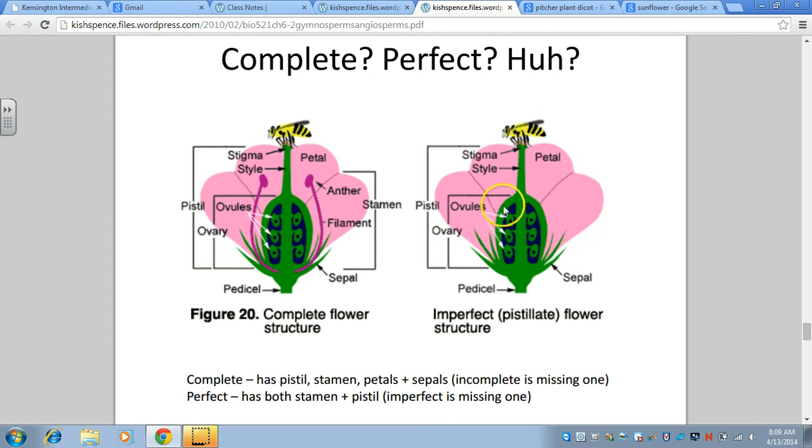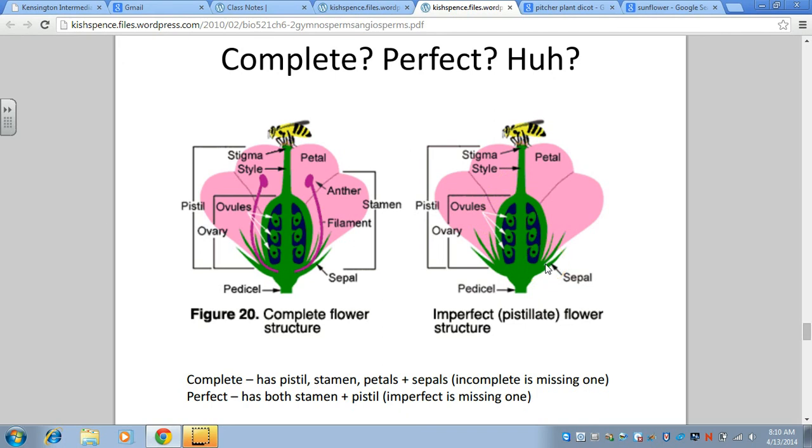If it has both male and female parts, so both stamen and pistil, it would be perfect. If it only has one, then it would be imperfect. And we also use special terms to say whether it's male or female. This one is missing the male parts. It does have the female parts, so it would be a female flower. We'd call it imperfect because it doesn't have both male and female parts. We call it incomplete because it doesn't have all those parts that were listed. But we'd also call it pistillate because that's a term that they would use to say it's female.